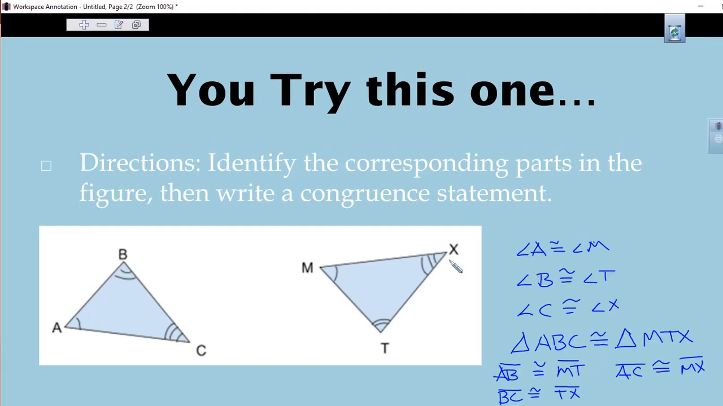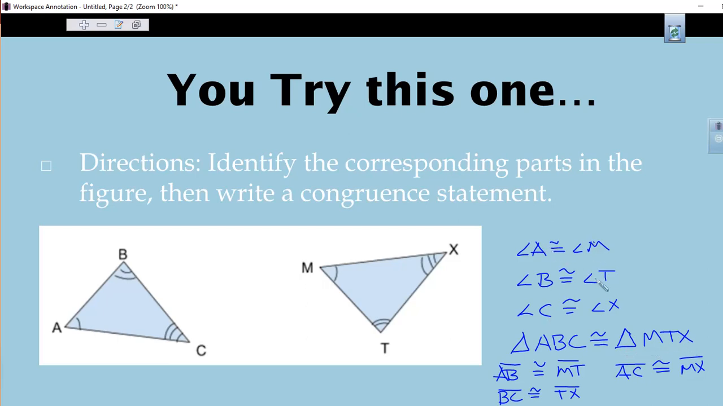All right, so we look at A. A has one congruent arc, so you're going to match it up with the one that has one congruent arc over here, which is M. B has 2, so T has 2. So we match those up. And then we have C, which has 3, leaving us with X, which has 3 as well. So we have ABC congruent to MTX, so we're going to say triangle ABC is congruent to triangle MTX.